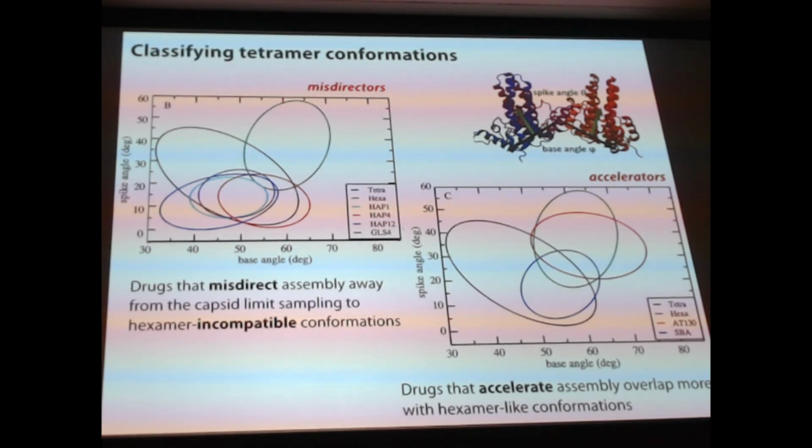whereas the hexamer tends to have larger spike angles. So that seems to be telling us something: the drugs that misdirect assembly are causing even just the tetramer to explore a different conformational space.